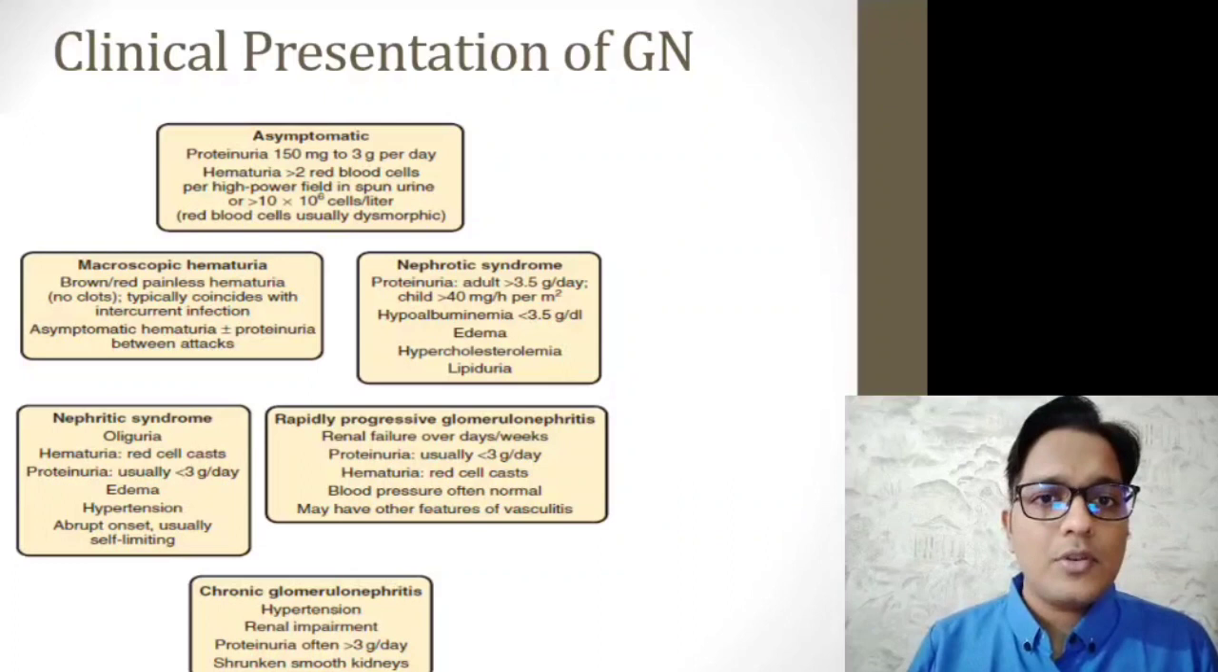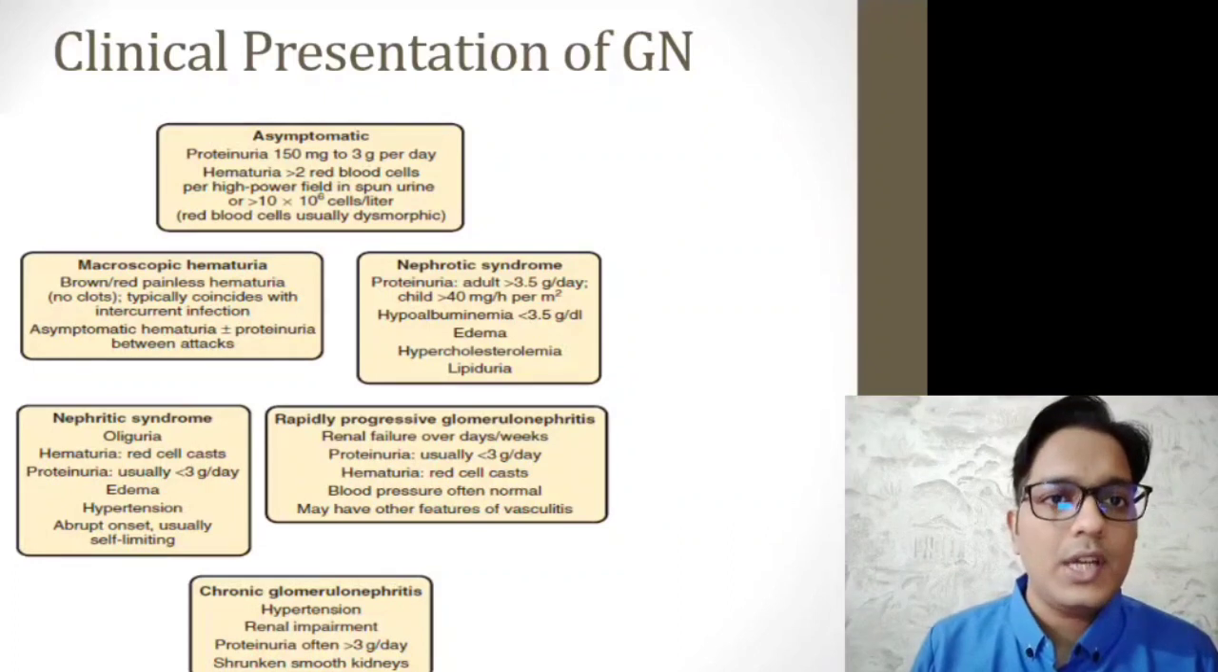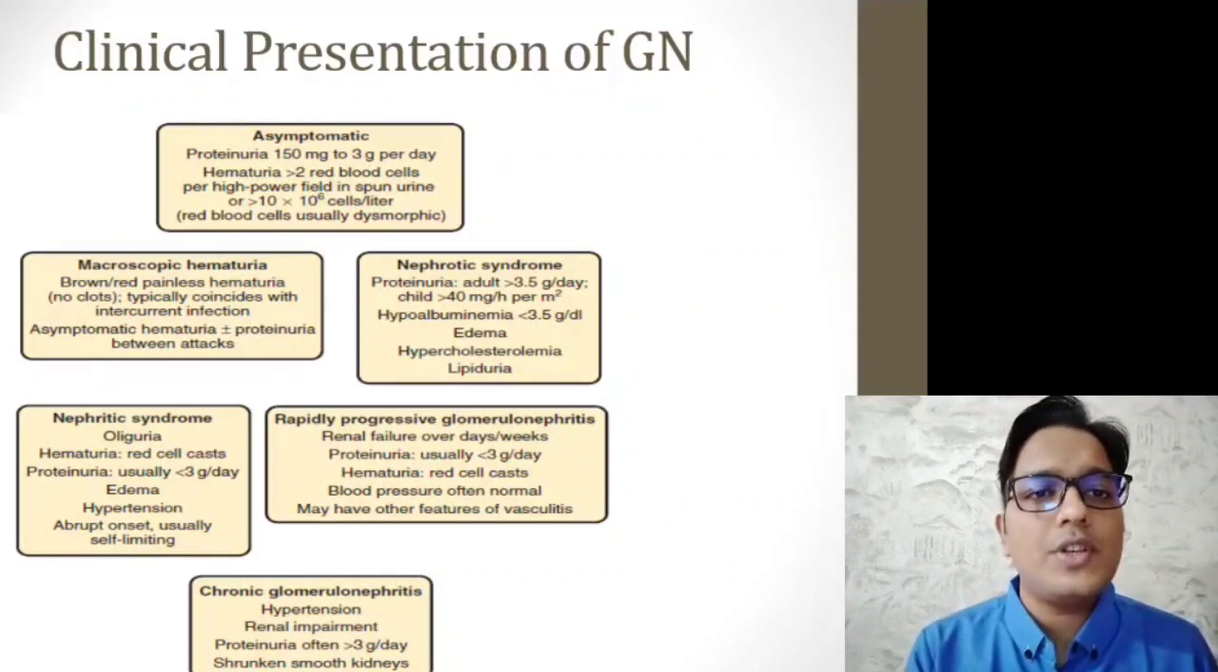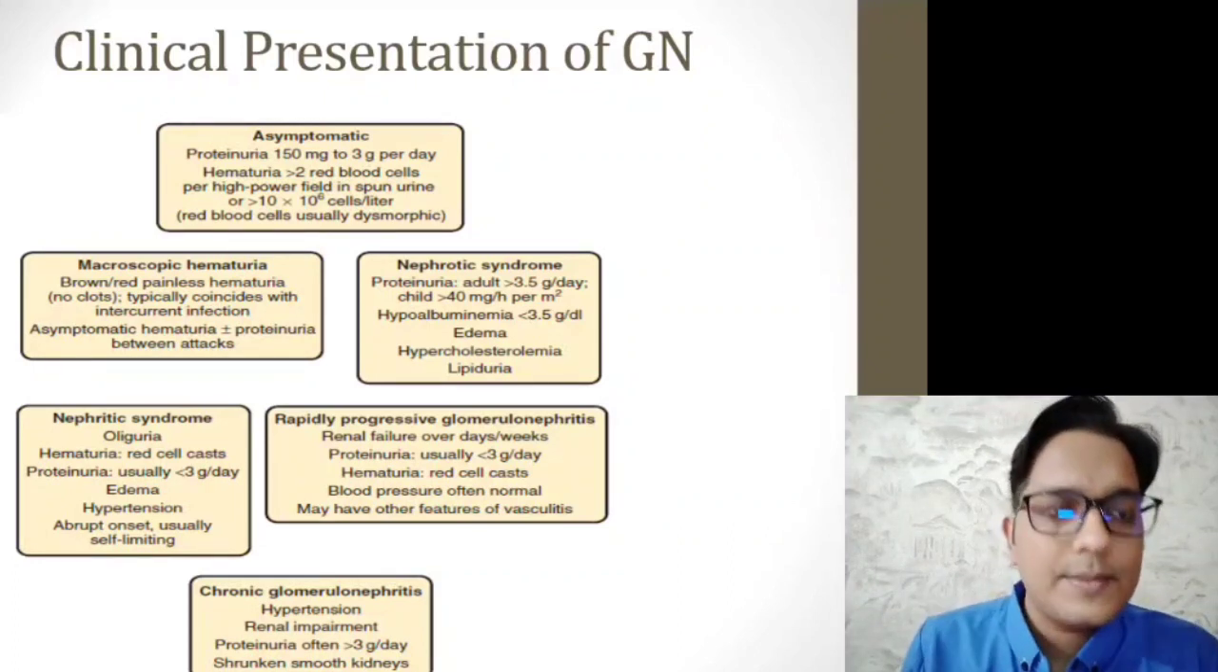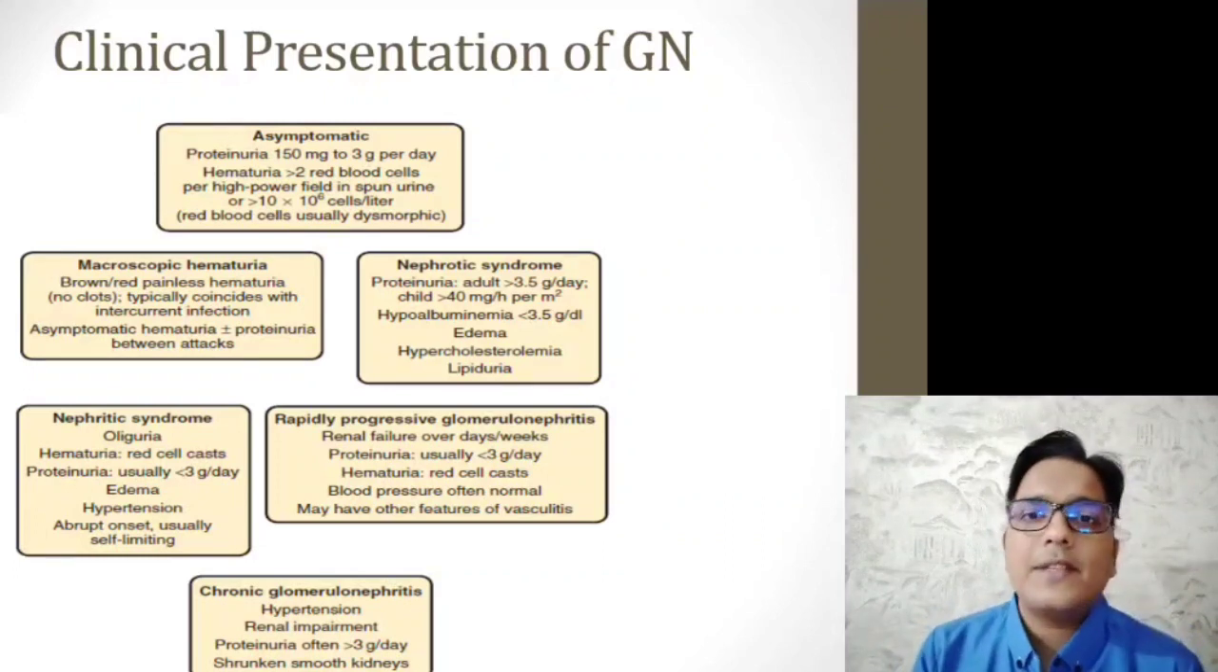The nephritic syndrome is abruptly onset and it is usually self-limiting. So the onset is abrupt. So the nephritic syndrome is of short duration and the nephrotic syndrome is of long duration. And other than this, the glomerulonephritis may present with rapidly progressive glomerulonephritis.